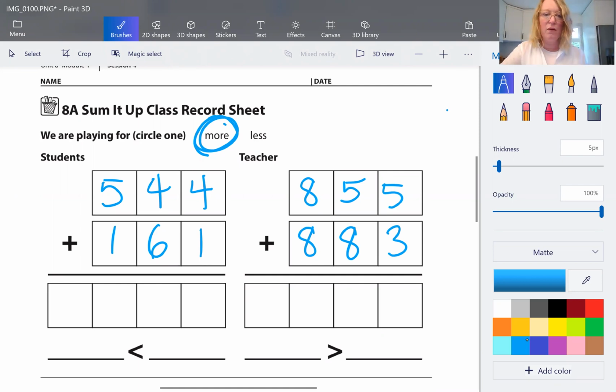So the way we add it is we think about place value. Let's remember what we know about place value. There's a ones place, a tens place, and a hundreds place. And we might even get into the thousands place. So let's start with the ones place. In your ones place, you have 4 plus 1. What is 4 plus 1? Yes, 5. And then we move to the tens place.